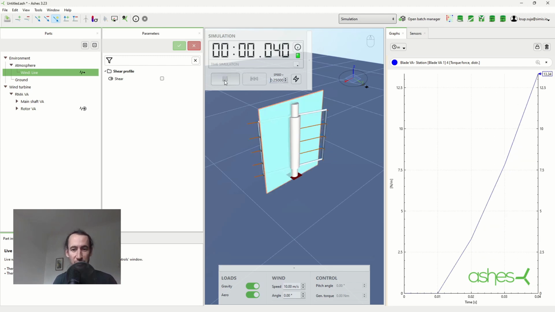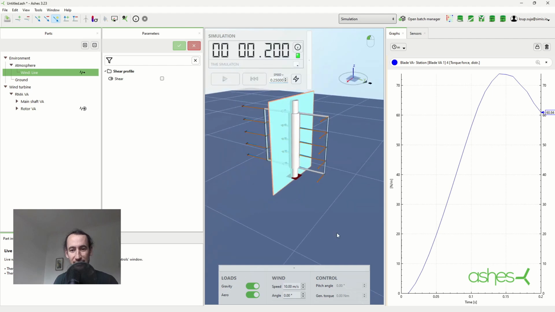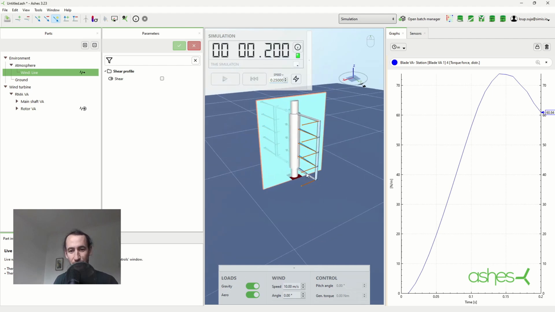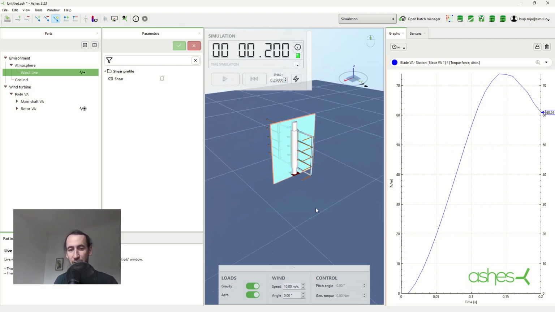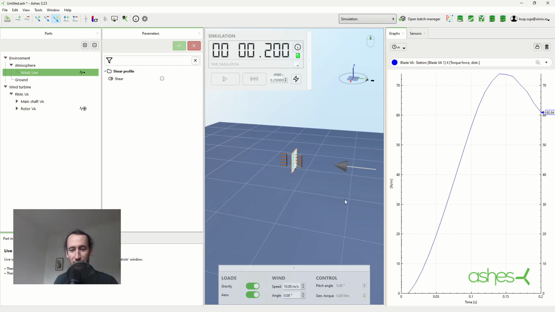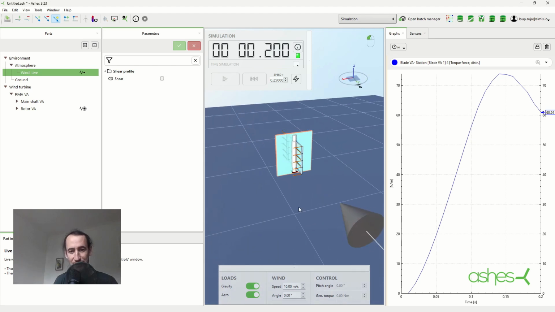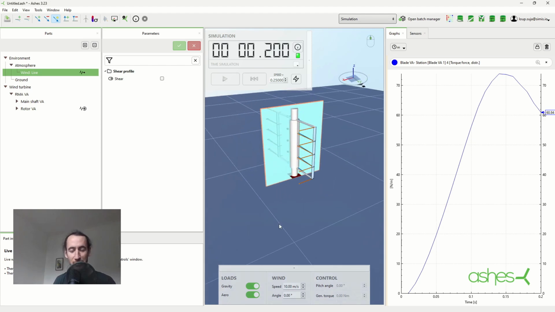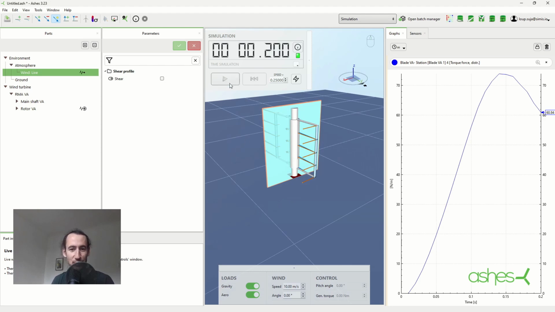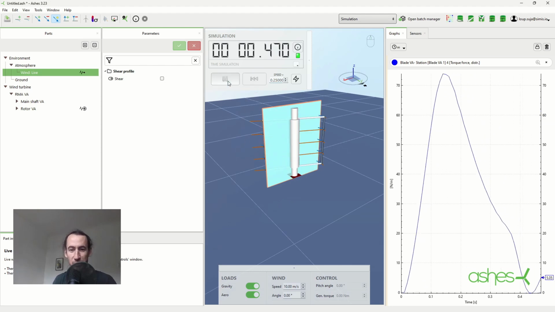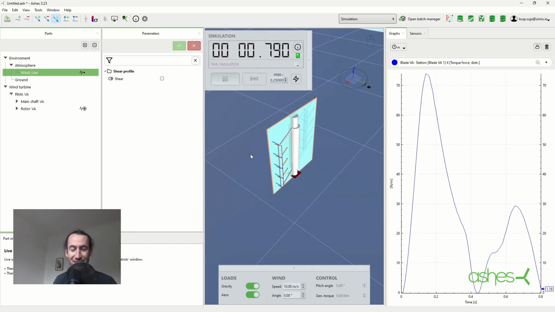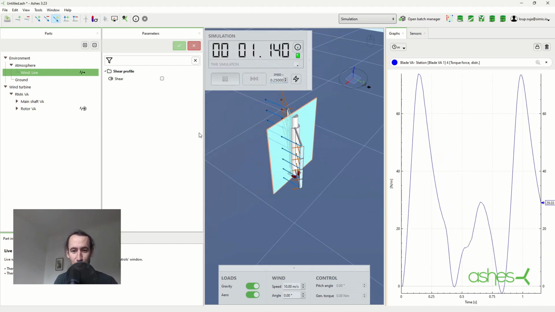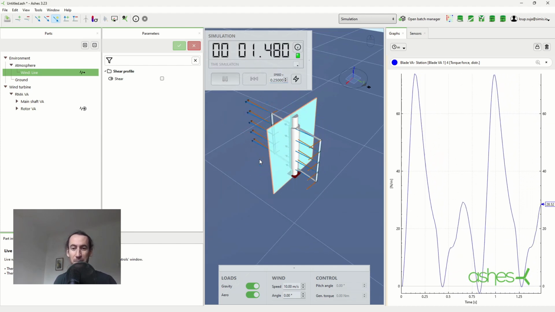So if I press play, what we're looking at is the orange vectors here, okay? That is what this graph is showing. The wind is coming here from the right. And what blew my mind when I was looking at this is that this force is always positive, or, you know, almost always positive. So the blade is basically always pulling the rotor, is always producing power.